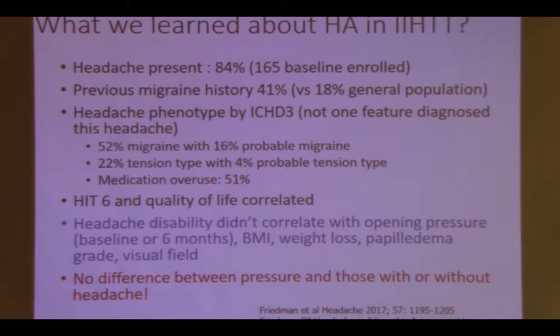About a half of the people who were in our study had medication overuse, meaning they took acute rescue medicines that could be giving them a headache, like a non-steroidal or acetaminophen with caffeine or something like that. They had high HIT6 scores. HIT6 is a disability measure. How bad is the headache? And their quality of life was reduced. And as the headaches got worse, the quality of life got worse.